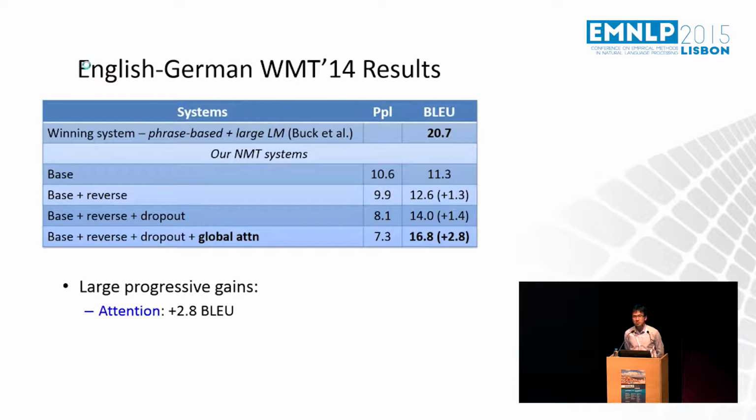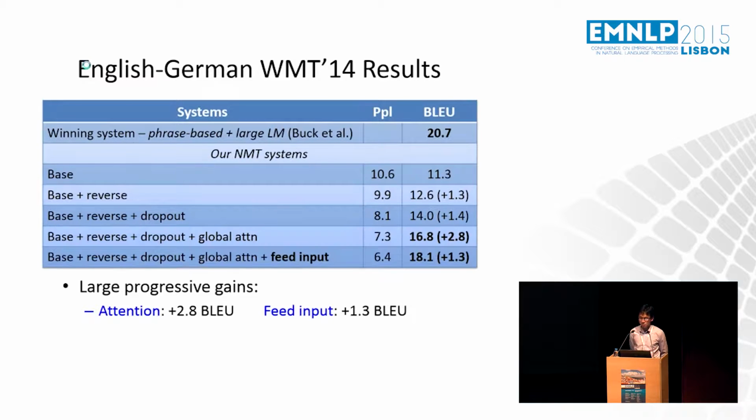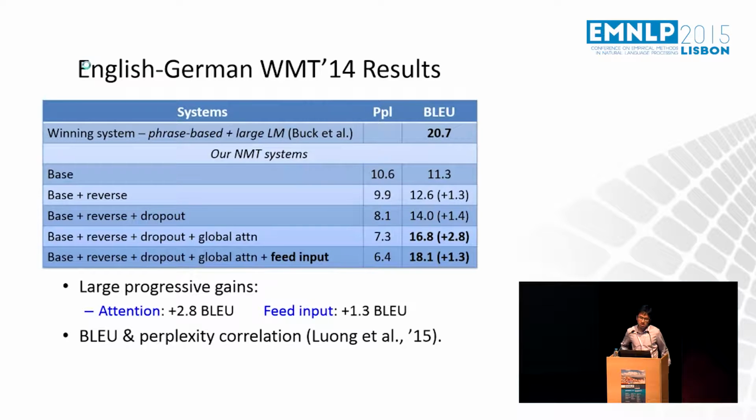And when we add our global attention model, we get another 2.8 improvement. And with our feeding input approach, we got another 1.3 improvement. So in total, we get around 9 BLEU points improvement, which is really nice. However, we haven't got to state of the art yet. So let's work more. Oh, by the way, I just want to tell you about a nice observation that we had in last ACL: there's a really nice correlation between perplexity and BLEU score. As you can see in this table here, with smaller perplexity, we actually get better BLEU score.